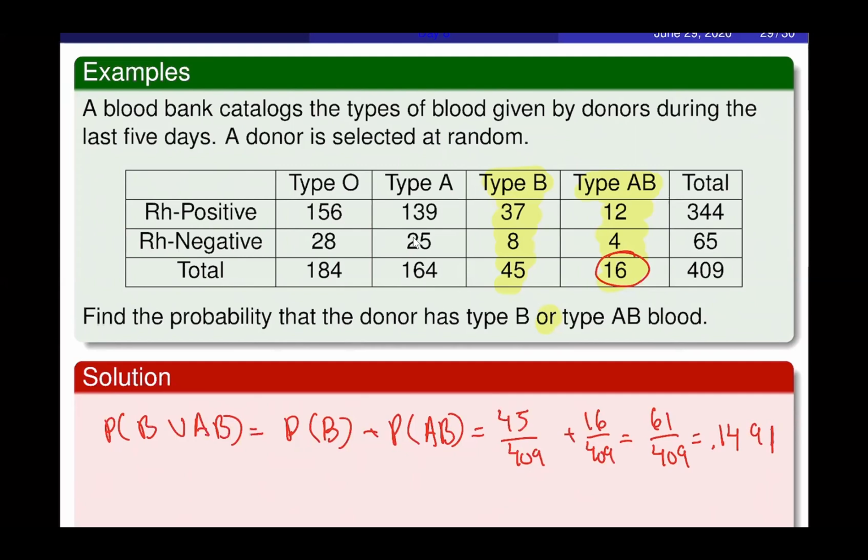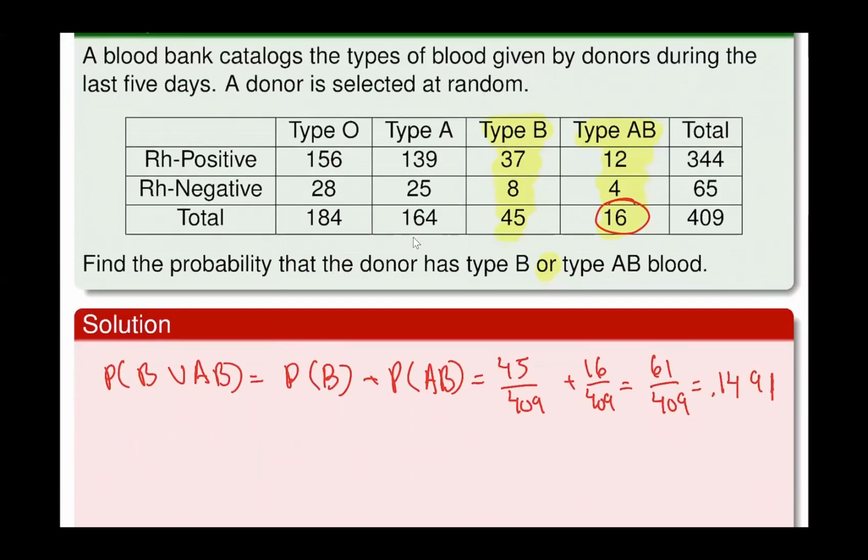So this was the mutually exclusive one, because a person will either have type B or they'll have type AB, but they can't have both of those types at the same time. Any question for this last problem? All right.